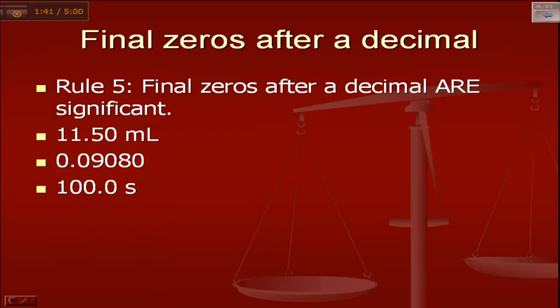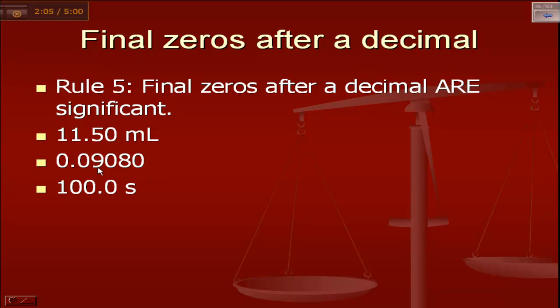Finally, if you do have a final zero that occurs after a decimal, those are significant. That means that you have taken the time to make that measurement to that decimal point. Just like in our graduated cylinder, it was 11.50. We took the time to measure that zero, which makes it significant. All right, so we have 4 significant figures in this first example.